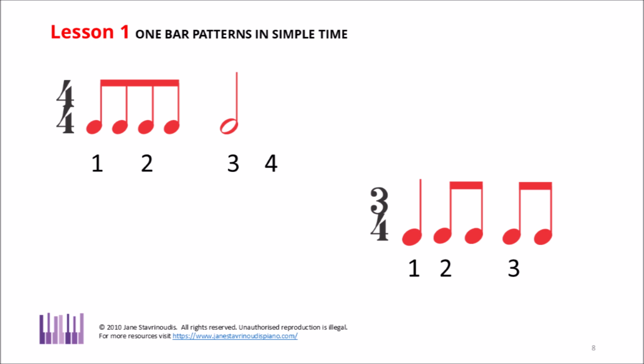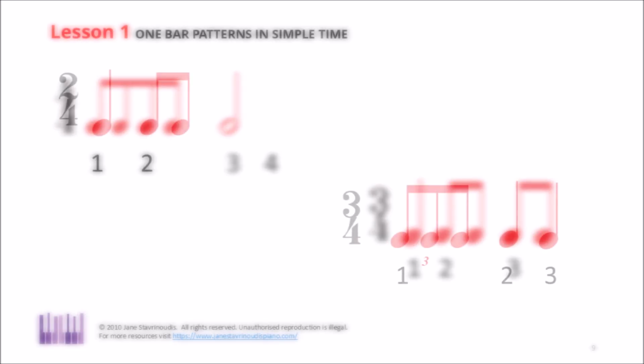Here is an example of a rhythm in 3/4 time, and this is what it sounds like. 1, 2, 3, 1, 2, 3. Note how all the notes in that bar add up to 3 beats. Also note that each beat can easily be divided into 2.